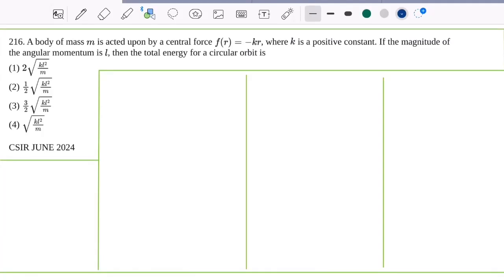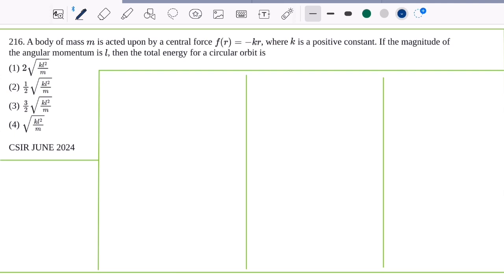Problem 216, Classical Mechanics. The question is, a body of mass m is acted upon by a central force F of r is equal to minus kr, where k is a positive constant. If the magnitude of the angular momentum is L, then the total energy for a circular orbit is.